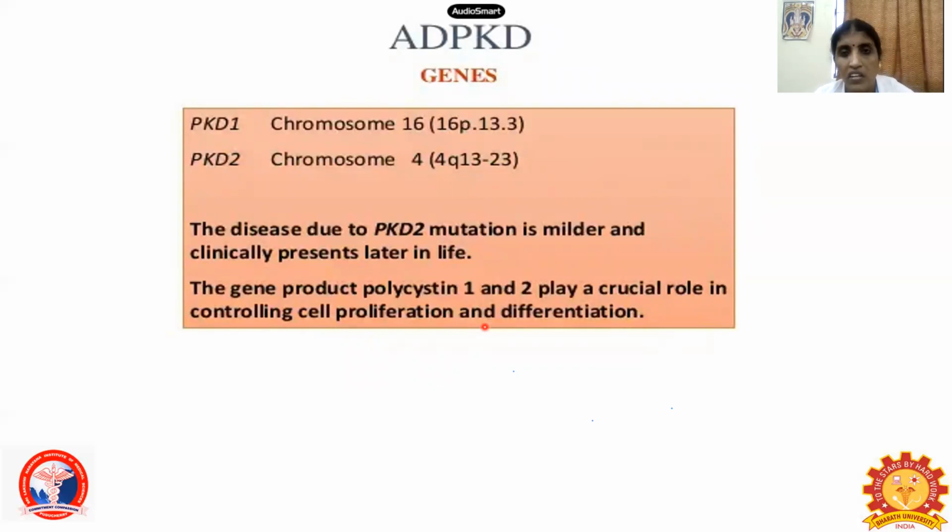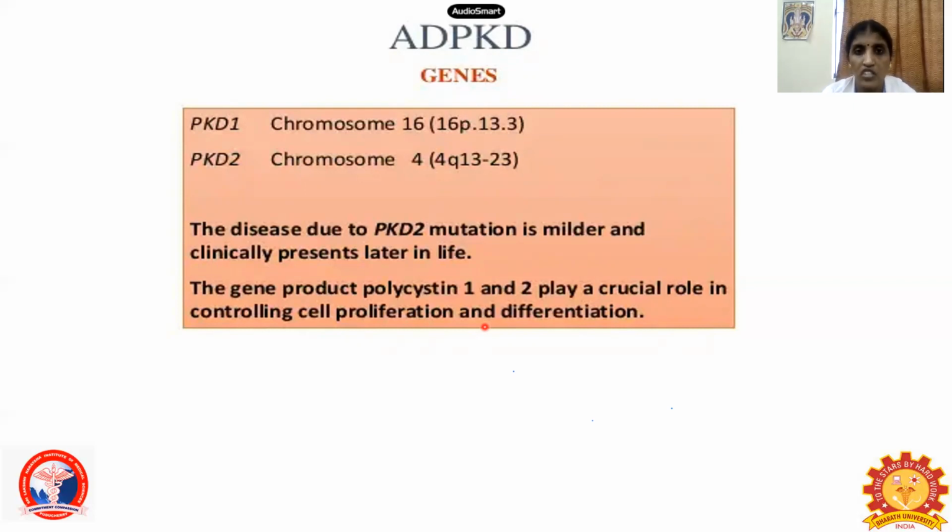So in any hereditary disorder, again, the clue is that you have to remember the gene, chromosome, and the protein which is involved. These 3 points must be remembered in any kind of hereditary disorder. So remember here the genes involved are the PKD1 gene and PKD2 gene, and these genes are located on chromosome 16 and 4 respectively. And the disease due to PKD2 mutation is milder, clinically presenting very late in life.